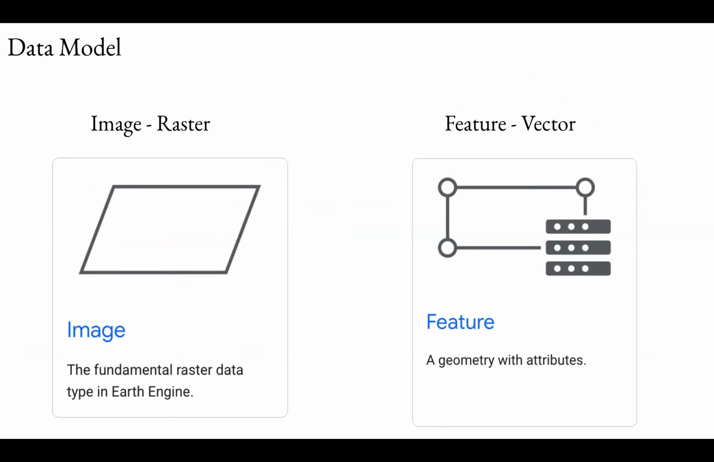So an image is an image, like a raster, it has pixels, right? It's 2D, so just a 2D image. A feature is a vector, like a shapefile or a KML or whatever, something with the geometry and multiple points and a column of, or many columns of attributes, right?